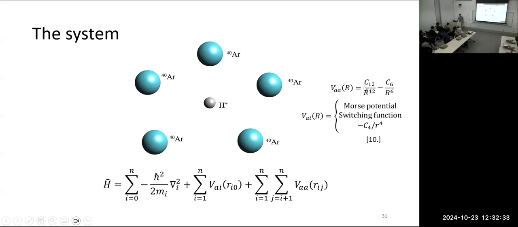The atom-atom interaction is still being modeled by a Lennard-Jones potential with different C6 and C12. The atom-ion interaction from the reference that I had was computed in a slightly more complicated way in the short range, but still in the long range the atoms are polarized by the ion's electric field, and so it still behaves as minus C4 over R to the fourth in the long range. And the total energy is still the kinetic energy plus the sum of the potential energies.